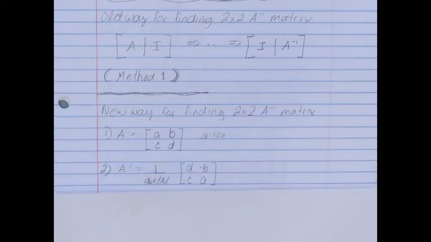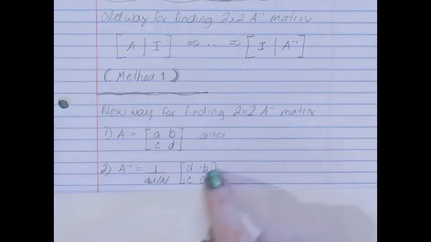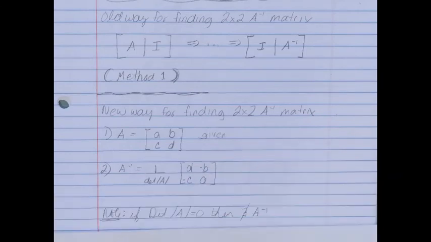A inverse is equal to 1 over the determinant of A, and all you do is switch the diagonals' places and put negatives on the opposite diagonals. So A sub 1,1 and A sub 2,2 will switch places, and whatever signs you had on the other diagonal will flip to the opposite sign. Also remember, if the determinant of A equals 0, then A inverse does not exist.